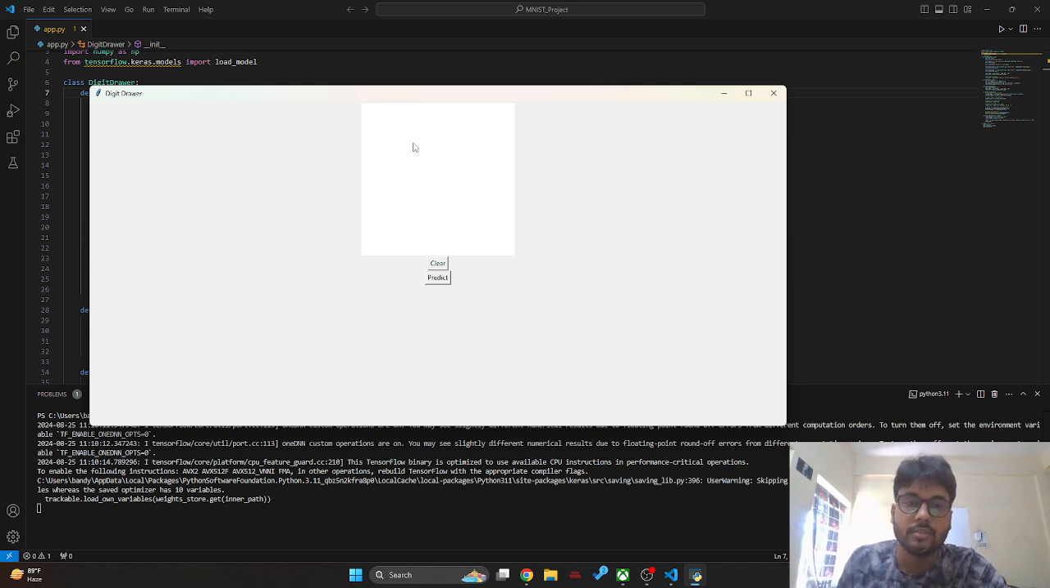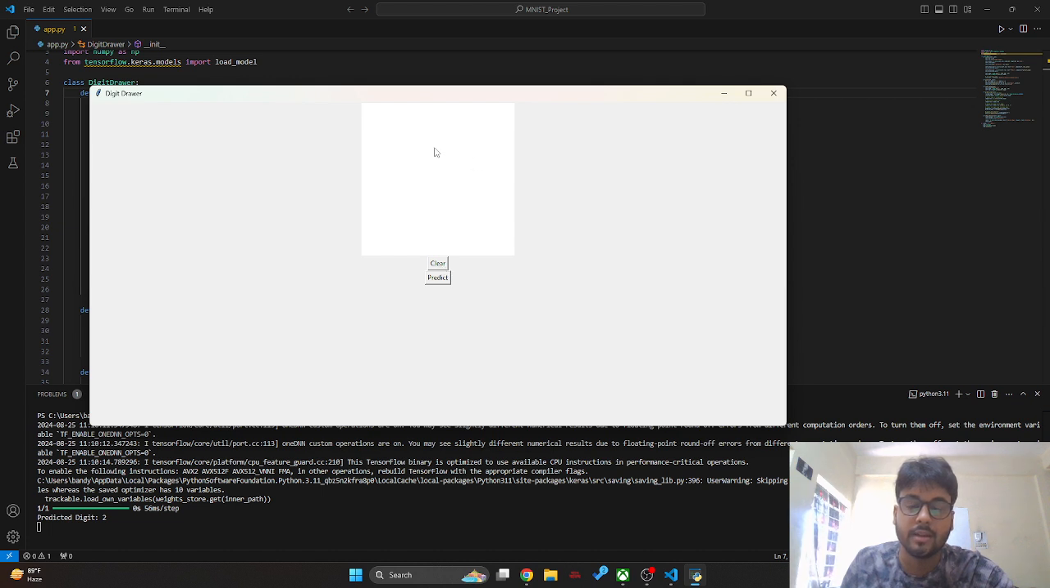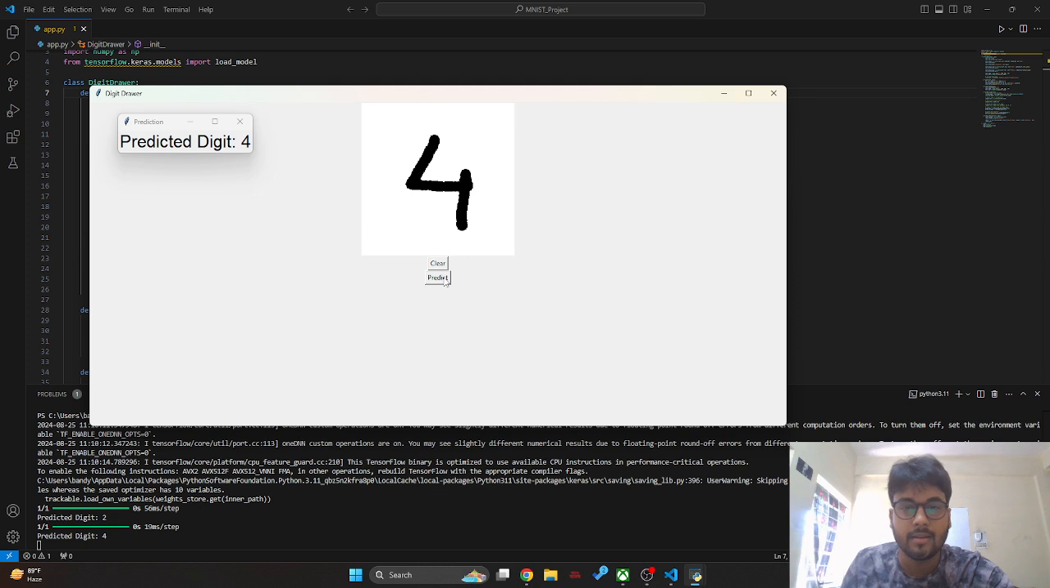So just draw two. Great. And clear would basically clear this window. When I click predict, it gives me that the predicted digit is 2. Okay, now let's try with something other. Let's try with the 4. And that predicts a 4.